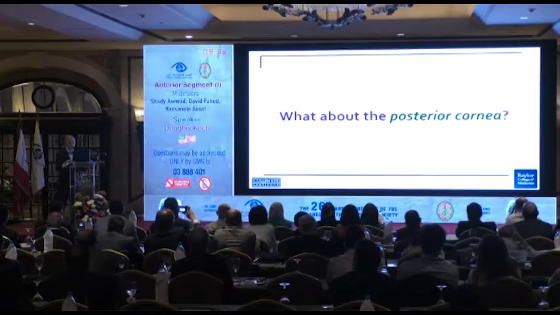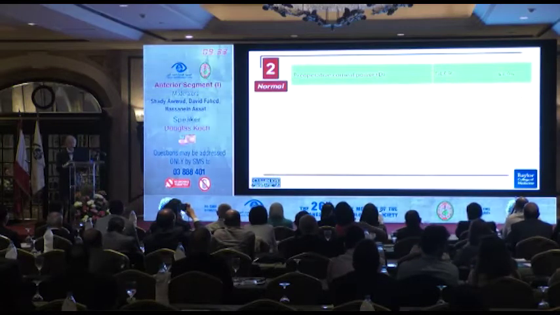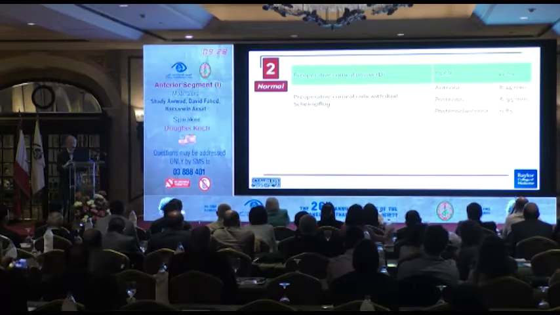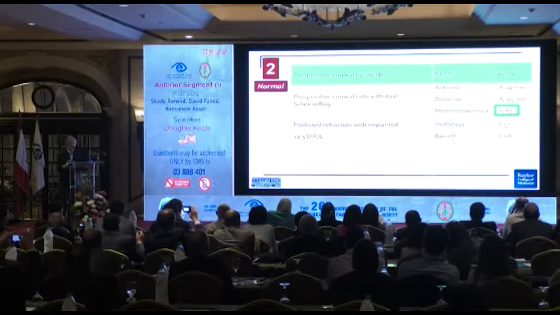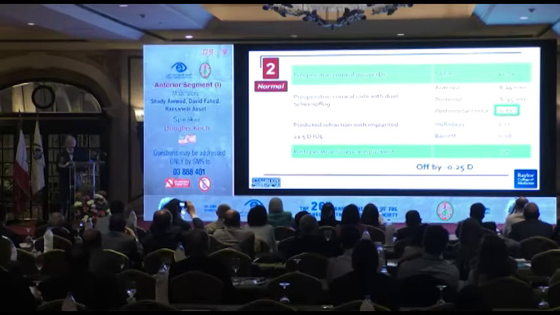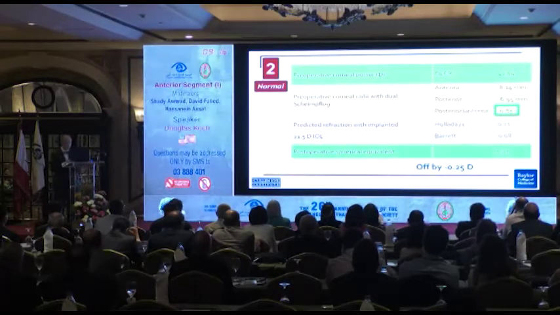Well, what about the posterior cornea? This is a patient. You can see the K reading 41, and these are various radius of curvature measurements taken with a Galilei with a ratio of 0.85. The Holladay 1 predicted minus 0.1, the Barrett predicted about the same, and the patient ended up only a quarter diopter off, which is very close. We're all happy with that.